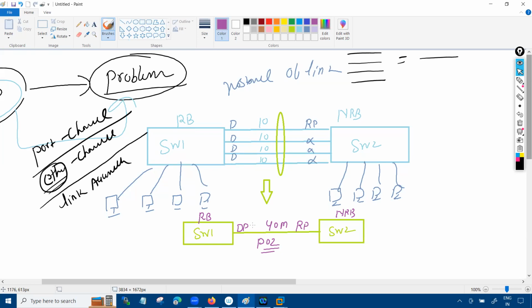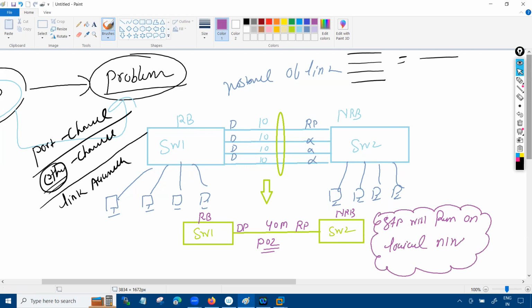So normally now I'm going to run the spanning tree protocol. Now I'm going to run the spanning tree protocol on the logical network. Now STP will run on the logical network, not the physical network. So in the logical network, you can see that I just have one link. So if you have just one link, one port will be a DP, and another port will be an RP.